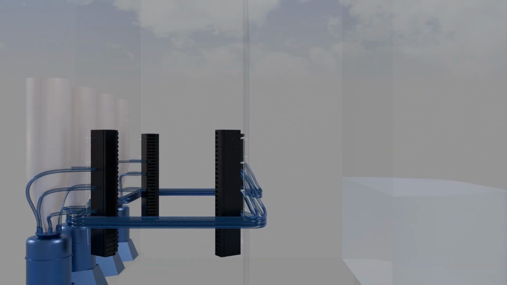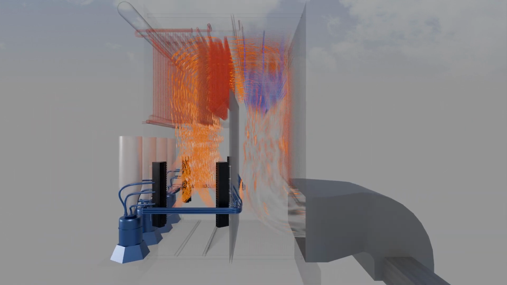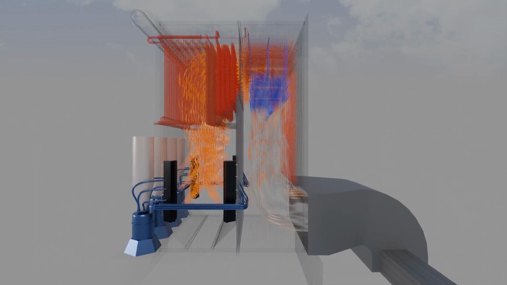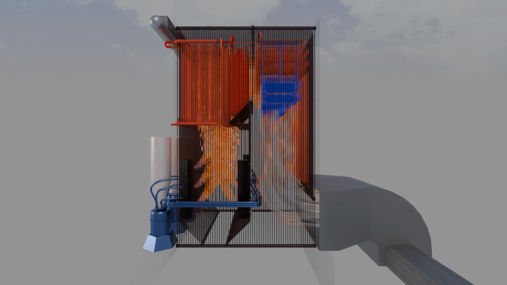In the boiler room, pulverized coal from the pulverization process is burned at high temperatures, producing heat. The heat is used to convert water in the boiler into high-pressure steam. This steam is essential for driving the turbines that generate electricity.